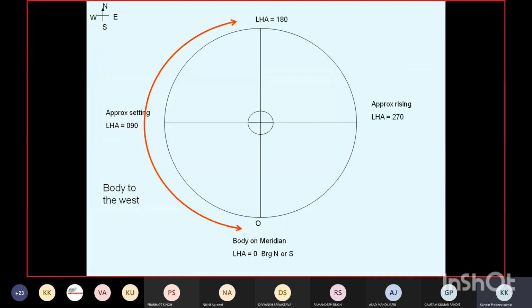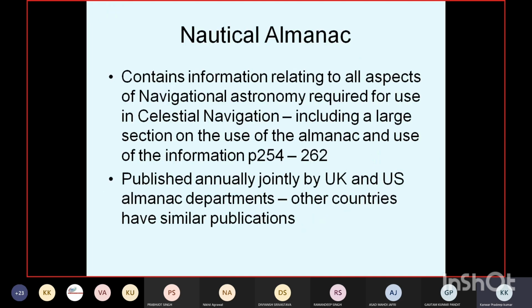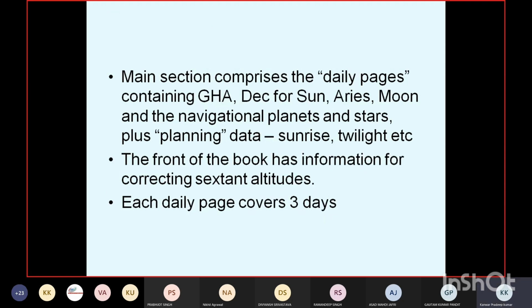So coming back to the conclusion, if the LHA of a body is between 0 and 180, the body lies to the west of the observer. And if the LHA of the body is between 180 and 360, the body lies to the east of the observer. East of the observer, not east longitude, east of the observer. Very good.